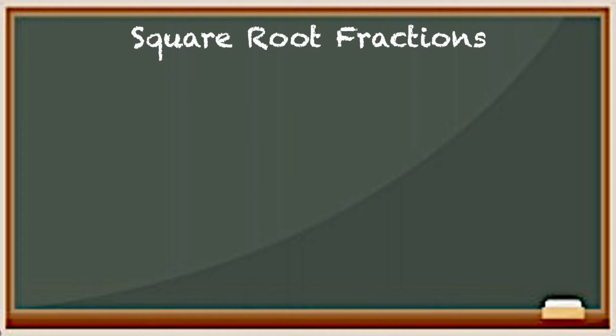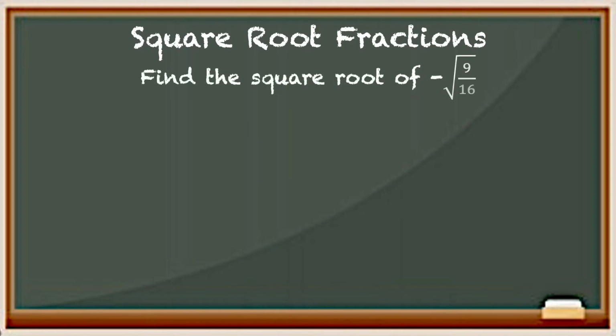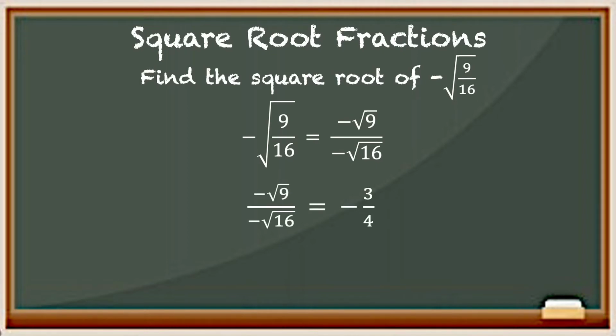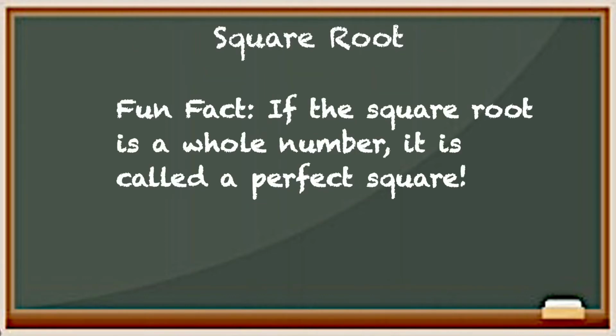This would be the same if it was a negative. So find the square root of negative 9 over 16. You would begin by separating the numerator and the denominator into their own square roots. Then you would solve each individually, and then you would combine them back to get the answer. And in this case, the outcome would just be negative 3 over 4. Therefore, it would also be the same answer if it had the positive and/or negative sign in front. So fun fact, if the square root is a whole number, it is called a perfect square.